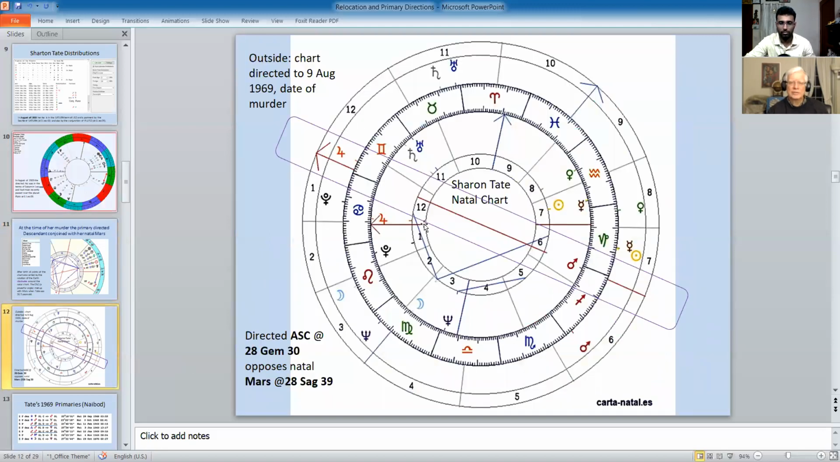And this is the same chart with the inner chart being her natal chart. And here the directed chart, everything had moved clockwise so that the ascendant descendant axis is on the planet Mars. Exactly, almost close to Mars, yes. In August of 69.